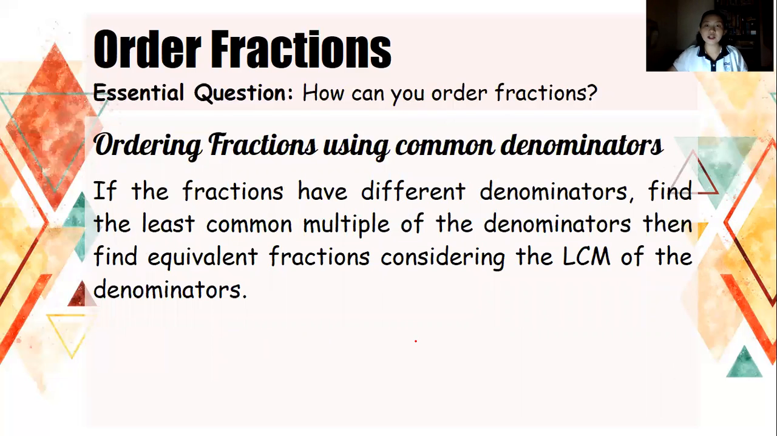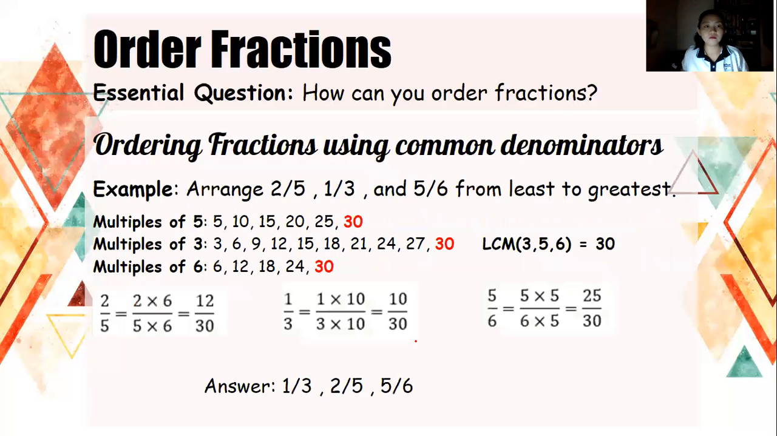If the fractions have different denominators, we have to find the least common multiple, or the LCM, of the denominators, then find equivalent fractions considering the LCM of the denominators. Remember the problem that we have with Jamal and Steve? This is the same thing that how we compare or order the fractions. So we have example 2/5, 1/3, and 5 over 6 to be arranged from least to greatest.